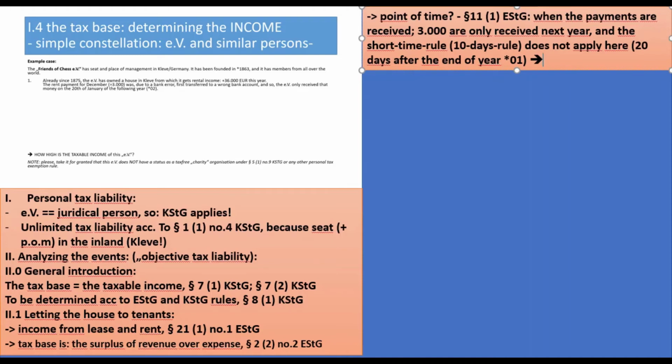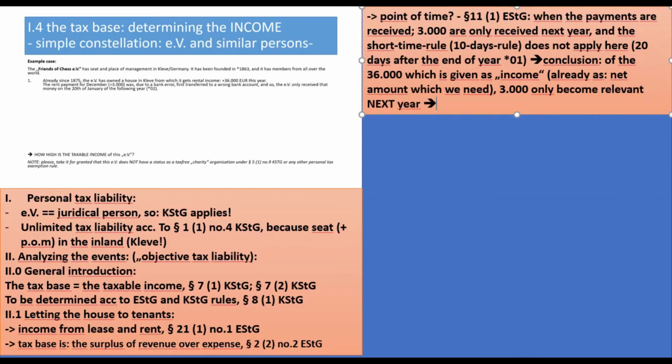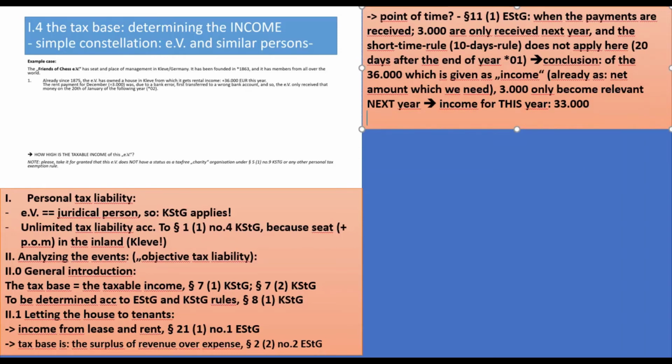So the consequence is, of the 36,000, which is given as income, so already as net amount, which we need, 3,000 only become relevant next year. Conclusion: income for this year 33,000. Okay. Then we have answered all the three basic questions for event number 1. So we have to look for the second event.